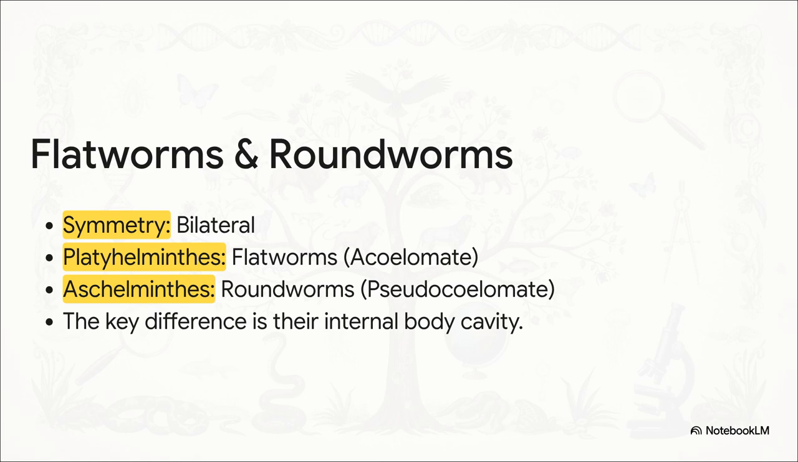All right, now we meet the worms. You've got flatworms like tapeworms and roundworms like Ascaris. They both have bilateral symmetry, which means they have a distinct head end. But the key difference between them is on the inside. Flatworms are acoelomates, solid tissue right through. Roundworms, though, they've taken a step further and developed a pseudocoelom, that false body cavity.